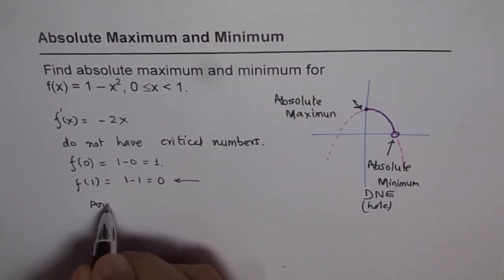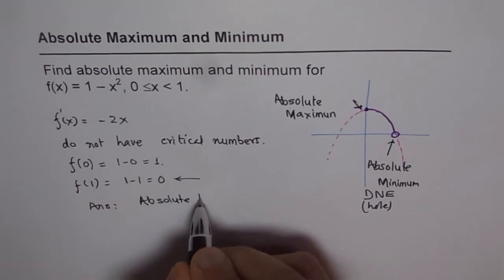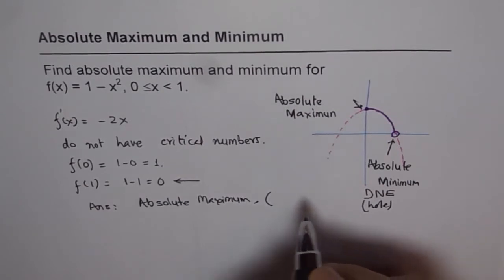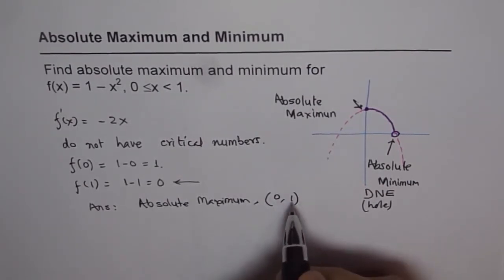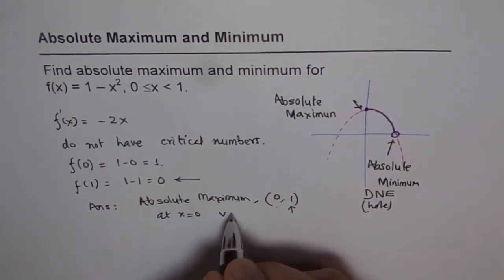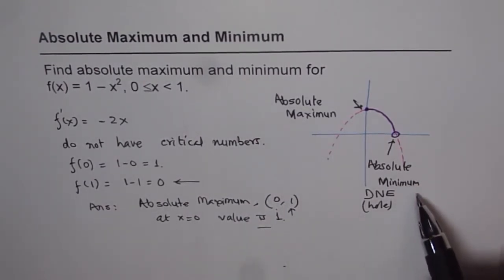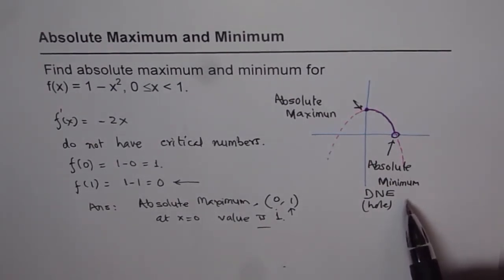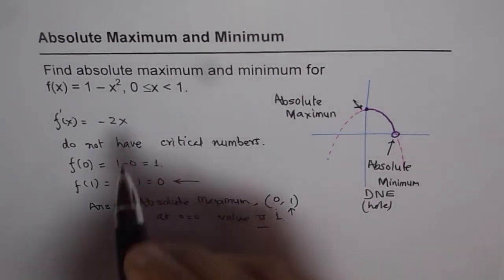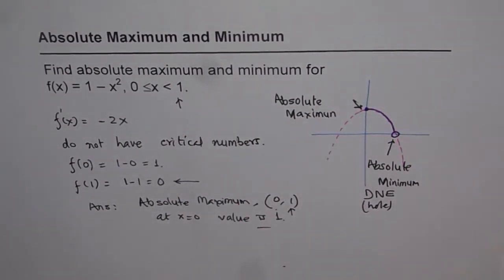So our answer in this case will be that there is an absolute maximum only, right? And that will be at x equals 0. So the maximum value is 1 at x equals 0. That means at x equals 0, the value is 1, correct? And there is no absolute minimum in this particular case, right? The reason is that the domain selected, or the interval which we are working on, does not include 1, correct? That is how you have to see this example.